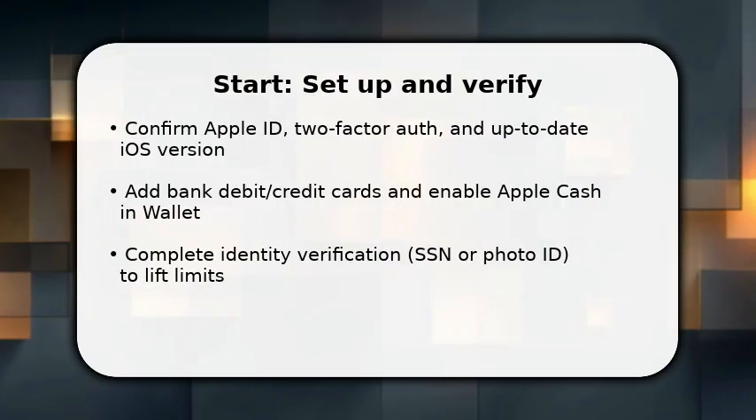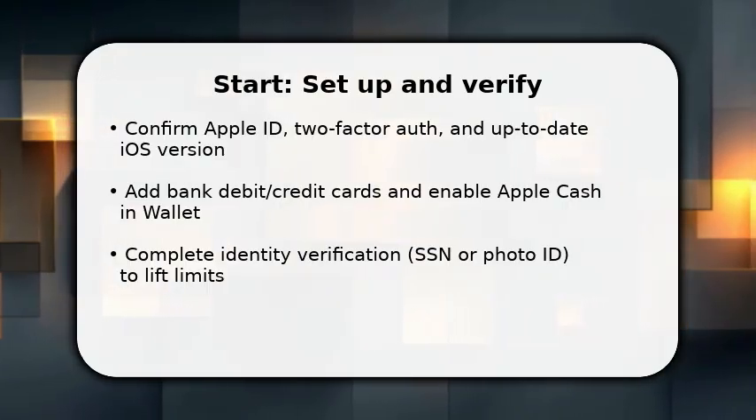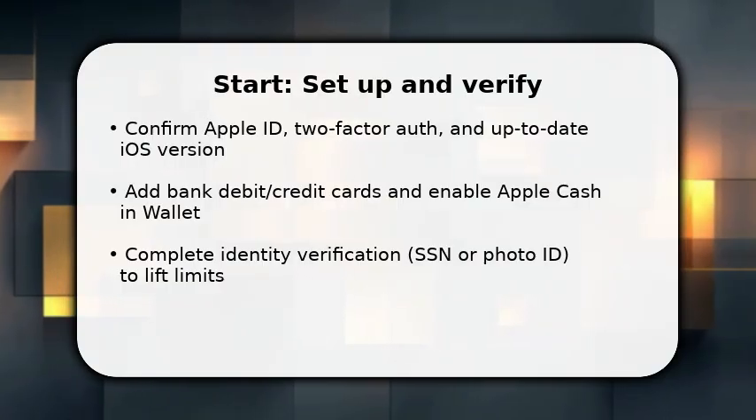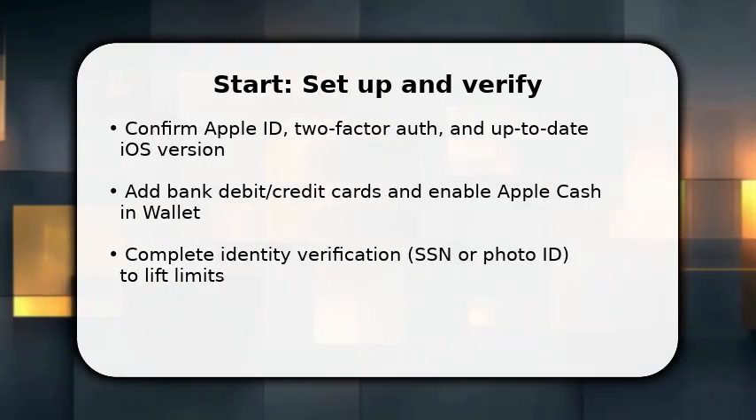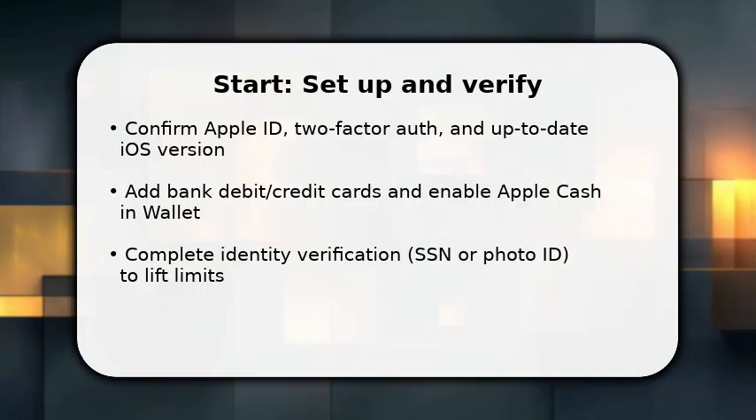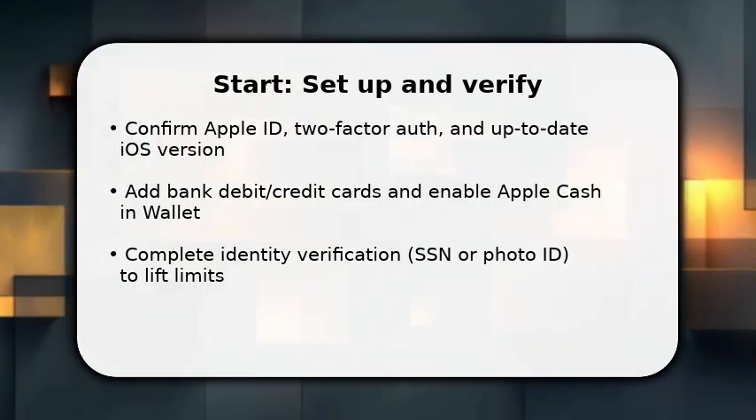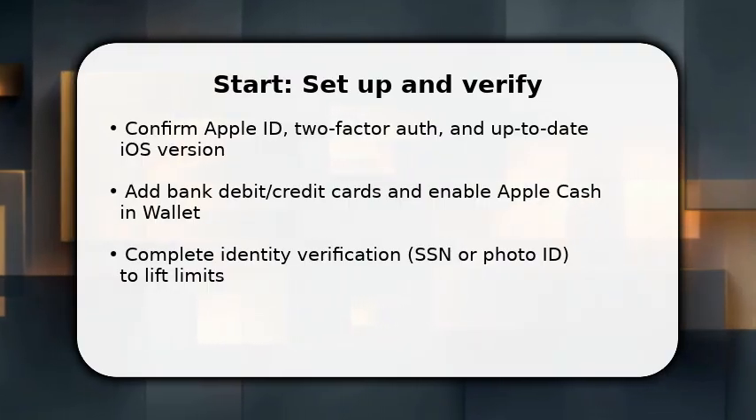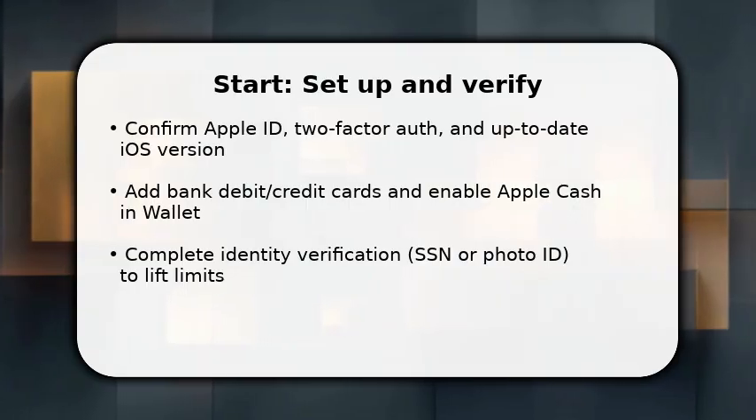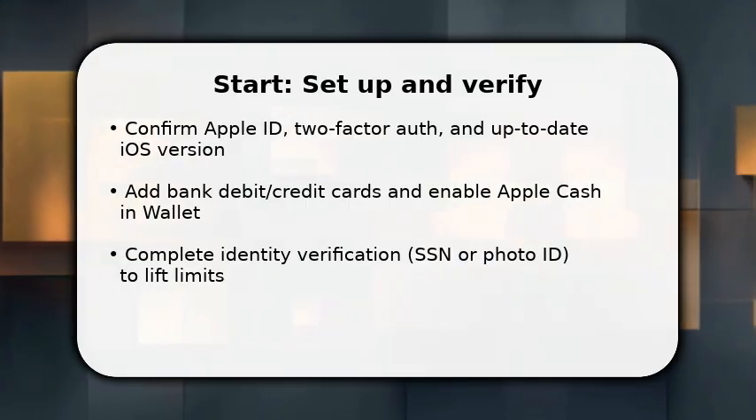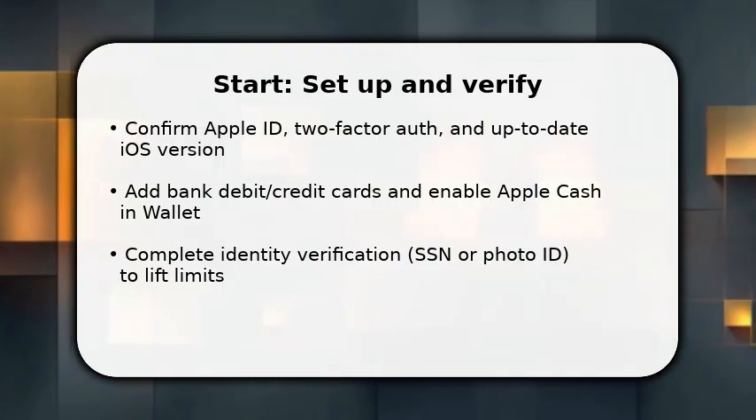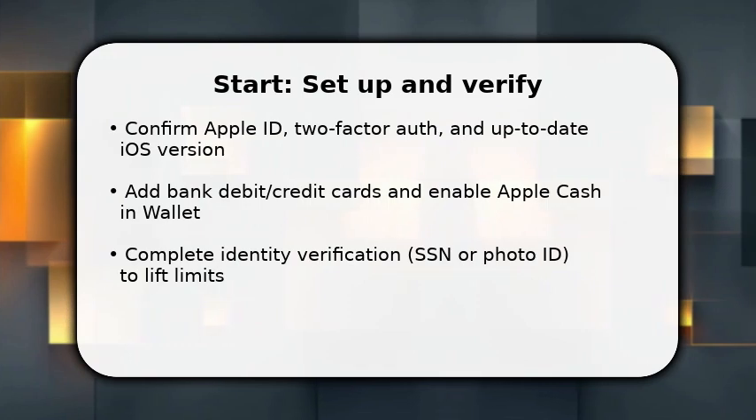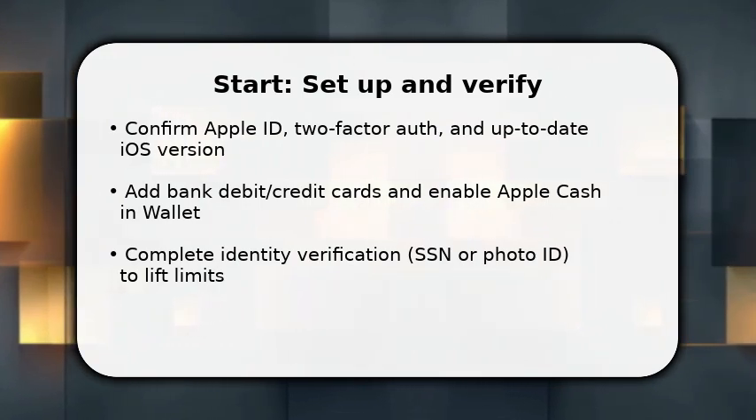You need verified identity and active cards before chasing extra Apple Pay money. First, make sure your Apple ID has two-factor authentication and your iPhone runs the latest iOS. Next, open Wallet, add or confirm your debit and credit cards, and enable Apple Cash. This unlocks peer transfers and daily cash. Once done, follow the in-app identity checks, submit required details so limits lift. These setup steps allow you to receive, move, and convert funds quickly without hitting temporary caps.